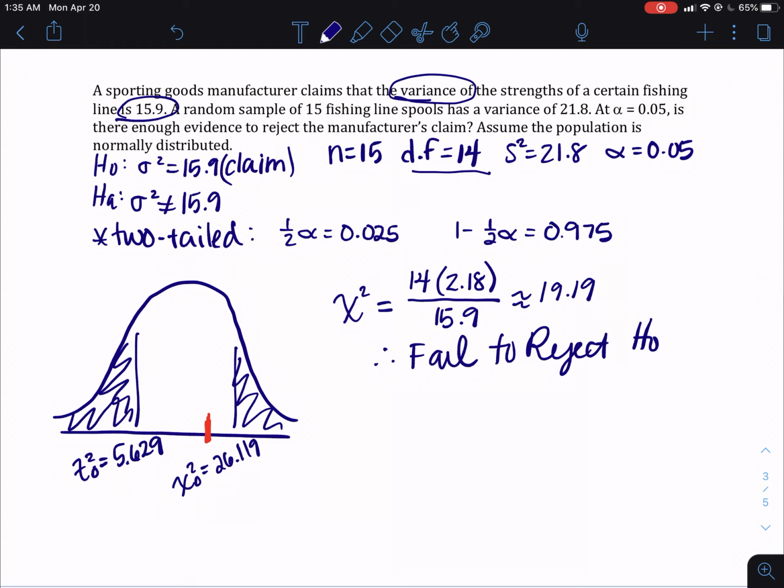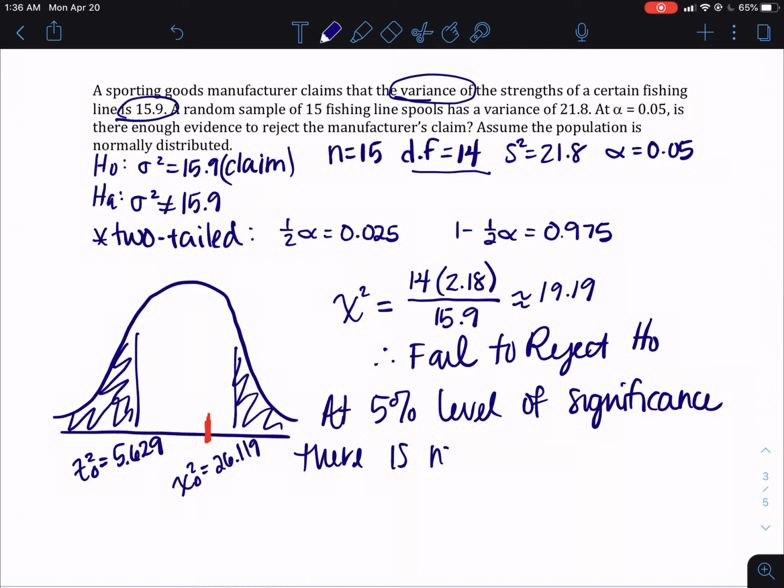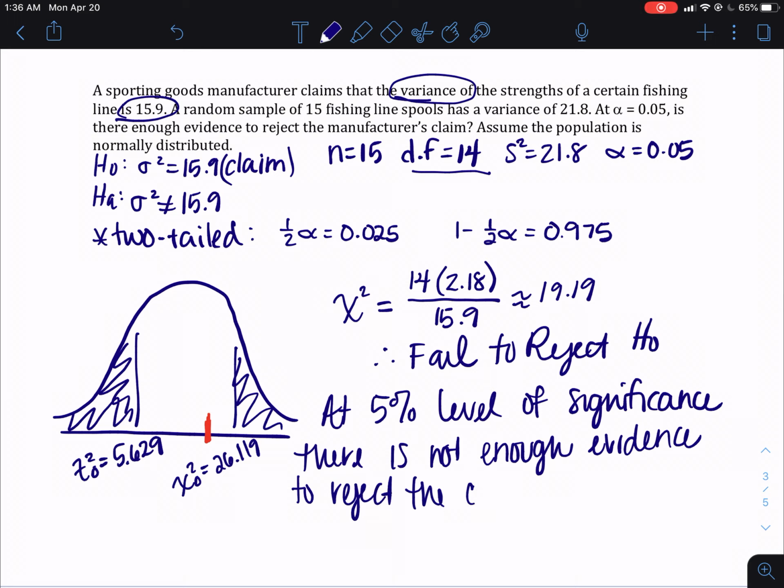Okay, and our interpretation says at 5% level of significance, there is not enough evidence to reject the claim that the variance is 15.9.